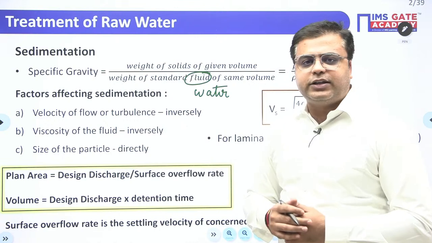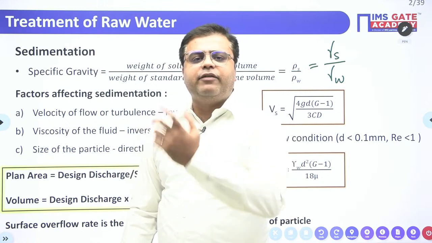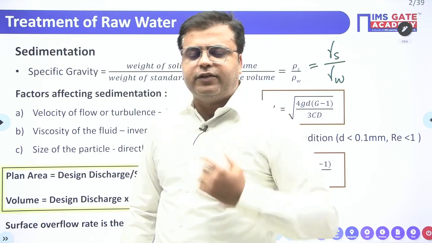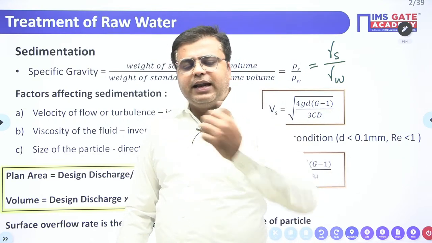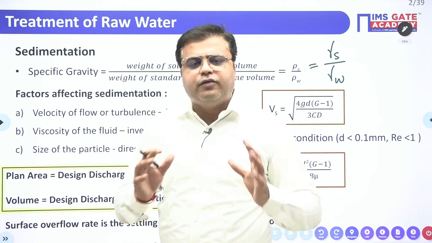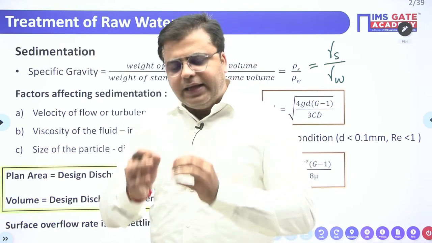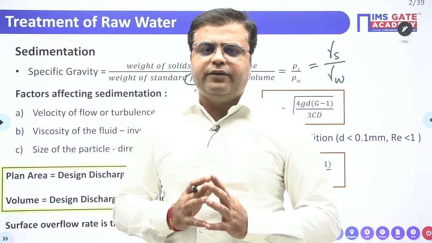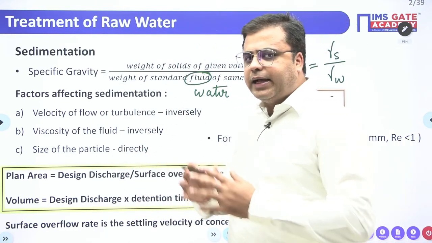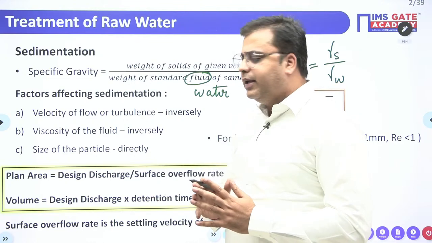Second one is the viscosity of the fluid. Again, consider an example of a bottle full of honey and a second one full of water, right? Honey being more viscous will offer more resistance in the settling of the particle, whereas water being less viscous will offer less resistance. Similarly, if you drop a ball in either of the two bottles, you will find that the ball dropped in the bottle filled with water will settle more easily than in the bottle in which honey is present, right? So if the viscosity of the fluid is more, the efficiency of sedimentation will be less.